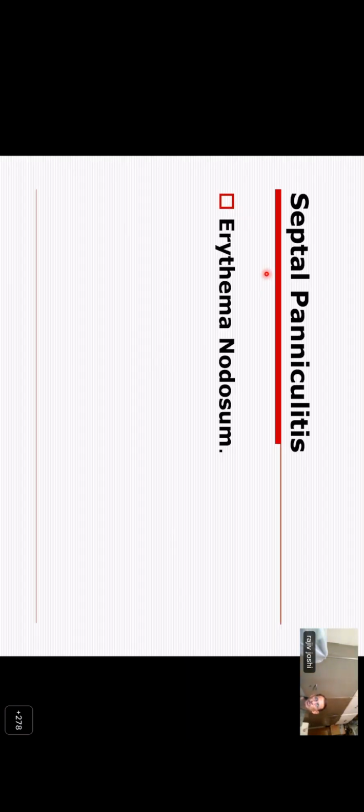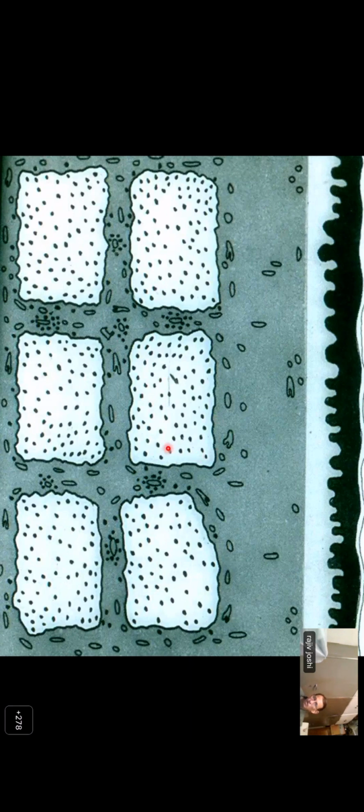You can see small collections of histiocytes, giant cells. So septal panniculitis is erythema nodosum. And the reverse of that, that is when the fat lobules get involved, that is lobular panniculitis. And that has a whole series of differential diagnoses, depending on the sort of cells which damage, the type of damage that occurs. So this is lobular panniculitis. The entire lobule is involved.